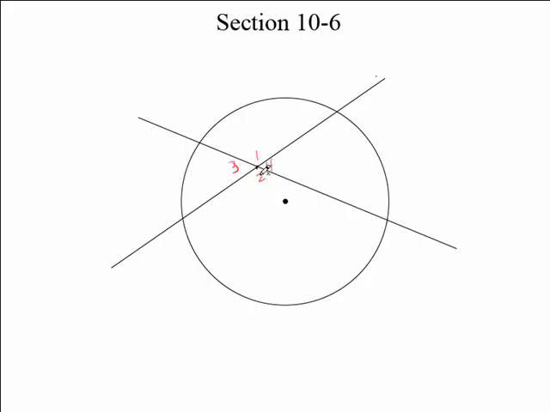What's 1 and 2? We had a name for that. We learned it a while back and we've used it quite a bit. What is it? Vertical angles. 1 and 2 are vertical angles, and 3 and 4 are vertical angles. What's true about vertical angles? They're equal. They're congruent to each other. So 1 and 2 are the same, 3 and 4 are the same. You with me on that?